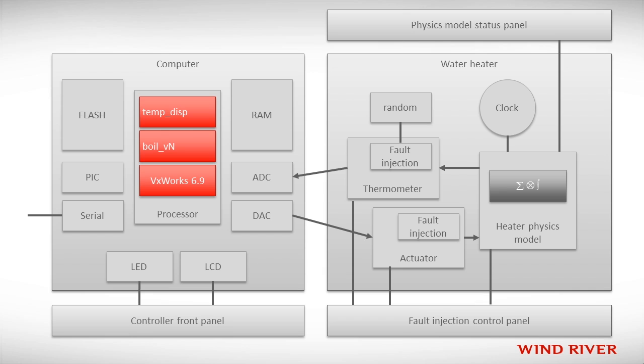This is the simulation architecture of the demo. Essentially, on the left we have the computer system, which is a complete little computer system. It has an AD converter reading the values from the thermometer in the physics model, and there's a DA converter sending digital values as analog values to the physics model.